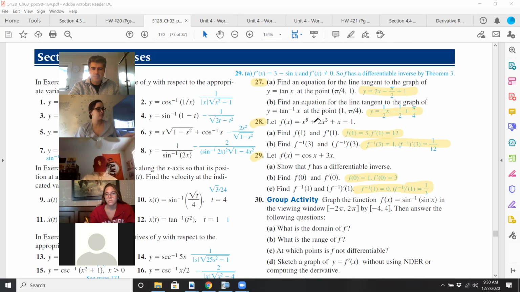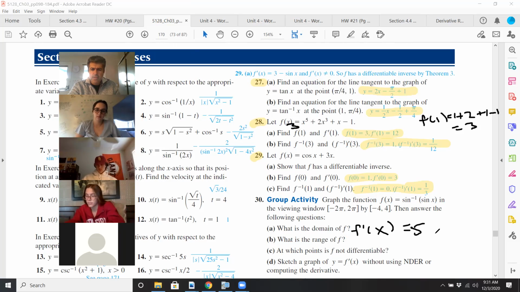So for 28, f of 1, that's easy. Just plug 1 in, you get 1 plus 2 plus 1 minus 1, that's 3. Easy enough, right? The derivative is easy too. What's f prime of x going to be? 5x to the 4th plus 6x squared plus 1. Plug 1 in, that's easy peasy, 12, right?